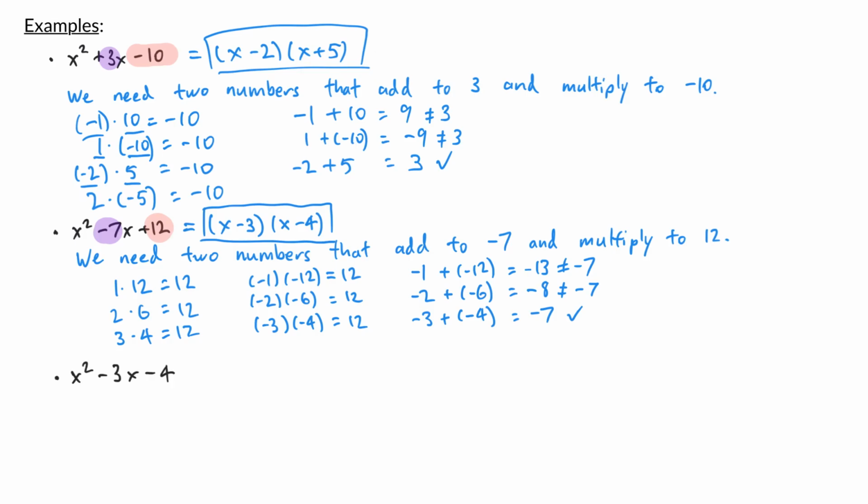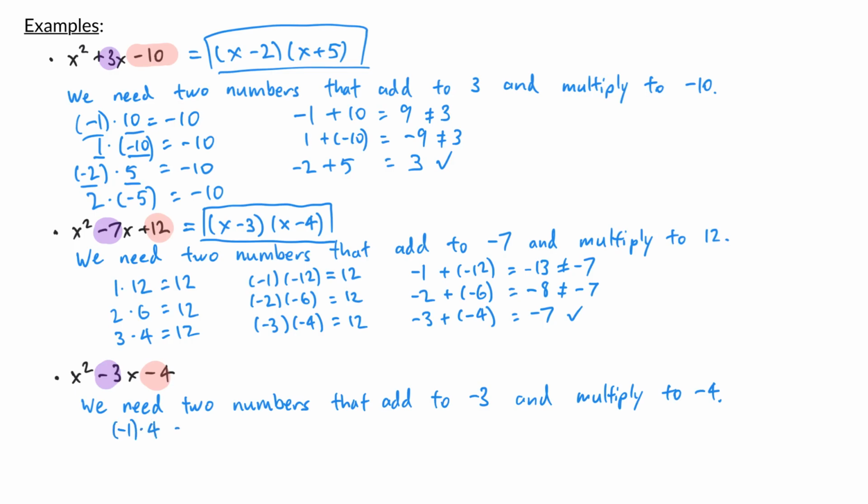Let's look at one last example. Let's say we want to factor the quadratic x squared minus 3x minus 4. So here, our b is negative 3, and our c is negative 4. So we need two numbers that add up to negative 3 and multiply to negative 4. Again, we'll start by coming up with pairs of numbers that multiply to negative 4. For example, we have negative 1 times 4, giving us negative 4. We can also do 1 times negative 4 to give us negative 4, and maybe 2 times negative 2, which is negative 4.